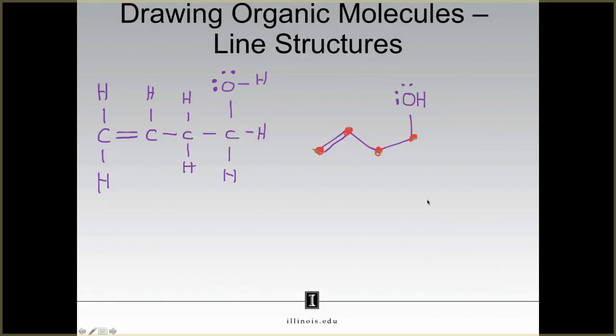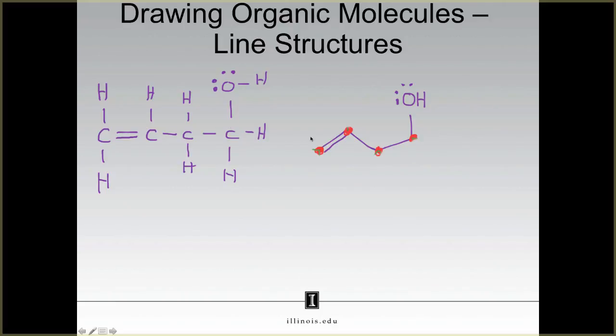We use line structures instead of drawing the structures like I did on the left because line structures are faster to draw, they have significantly less clutter, and they are more representative of the actual shape of a molecule. On the left, I have drawn all of these bonds at 90-degree angles. However, you know from VSEPR theory, which you learn about in general chemistry, that most bonds aren't at 90-degree angles. You may remember that this carbon is sp3 hybridized, therefore it is tetrahedral, and that this carbon here is sp2 hybridized, therefore it is trigonal planar.